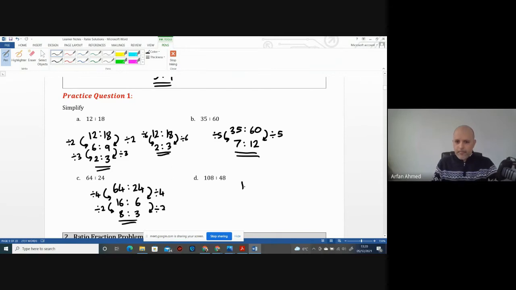Last one, 108 and 48. Oh, I know what we could do. Could probably do 12. 12 goes into that, definitely. 12 definitely goes into that as well. 12 into that is 9 times. You should know your 9 times table, your 12 times table. And 12 goes into that 4 times. Can we simplify any more? Nope, that's it. Yep, and you're done. Just recheck that. 9 12s are 108, isn't it? Yeah.